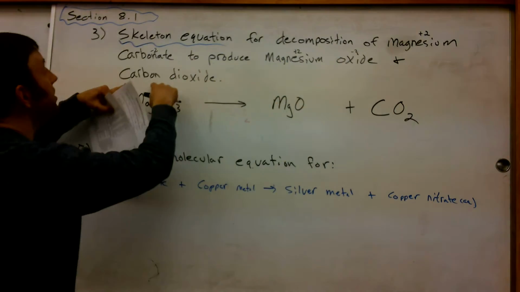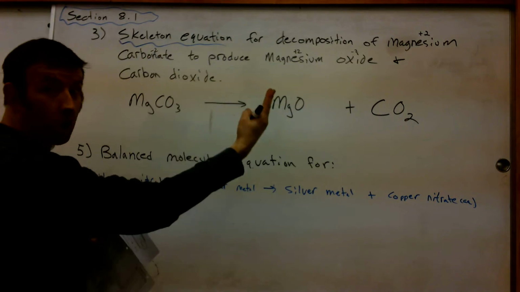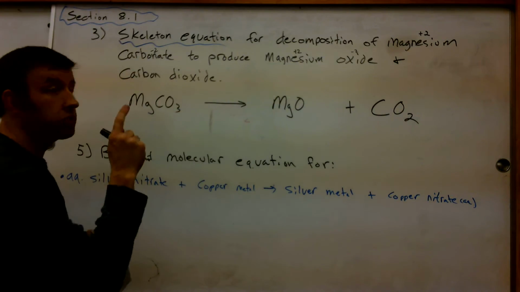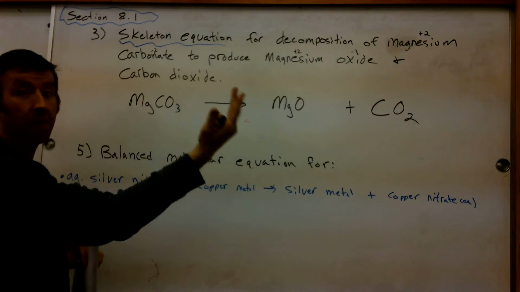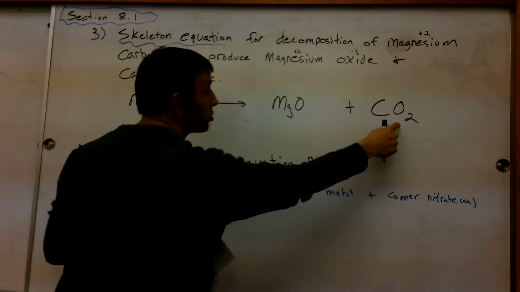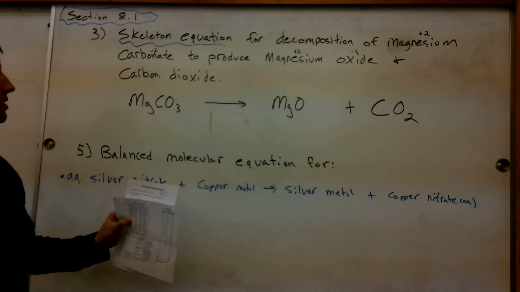And then carbon dioxide, I don't use charges when it's 2 nonmetals. I use the name to tell you my formula. And the di tells me 2 oxygens. And there is my skeleton equation.